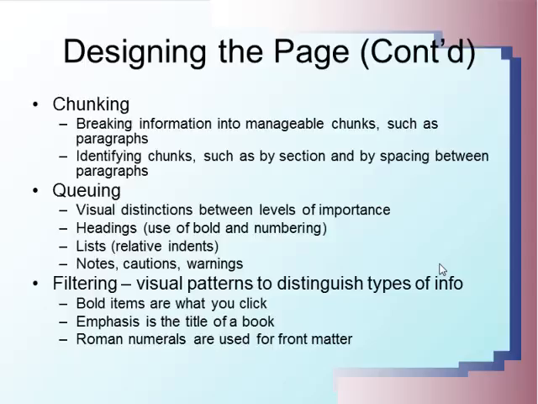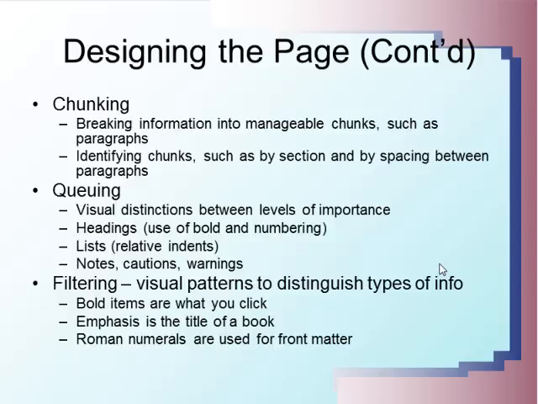Filtering is using visual patterns to distinguish types of information. Perhaps you use bold for items that you click. In your user guide I said, hey, don't use any apostrophes, don't use any quotes to identify things that you click. Use bold. So if you click File, Save As, the word File and the words Save As are bold. That's a visual pattern. Emphasis might be the title of a book in the paper you're writing. Blue and underline is filtering because that means a hyperlink.